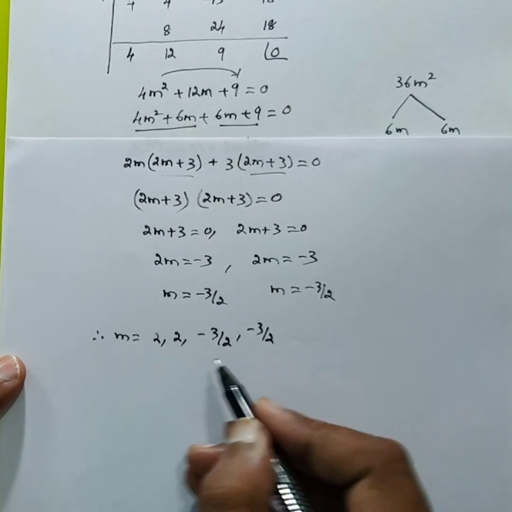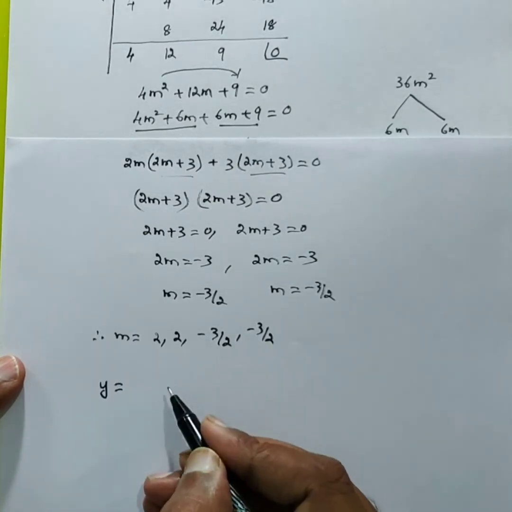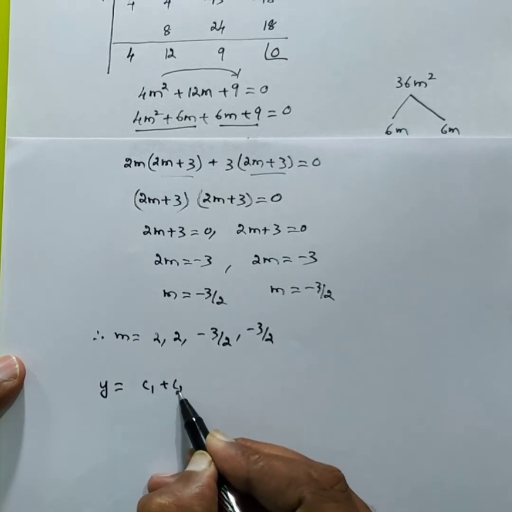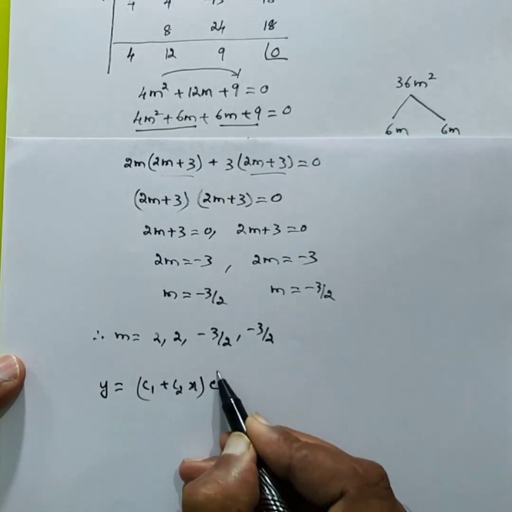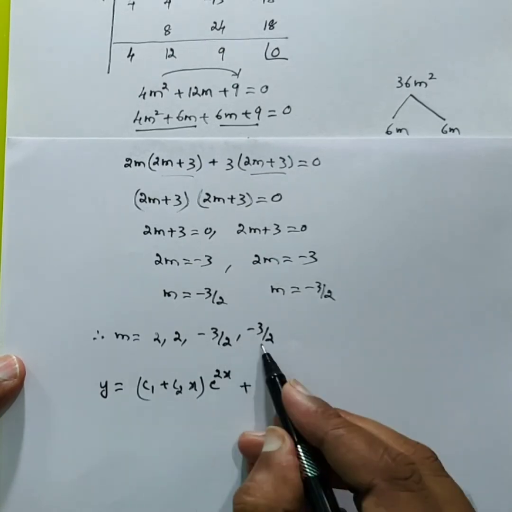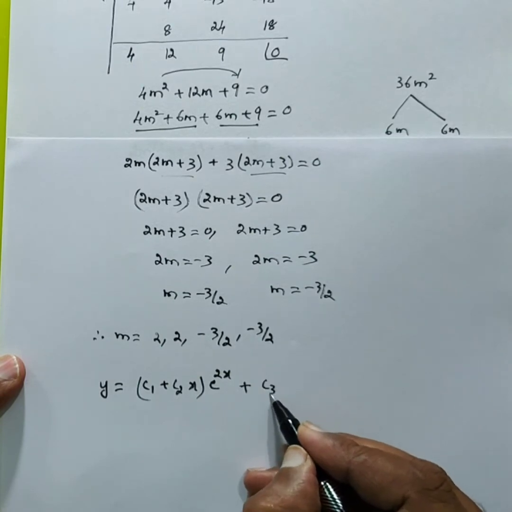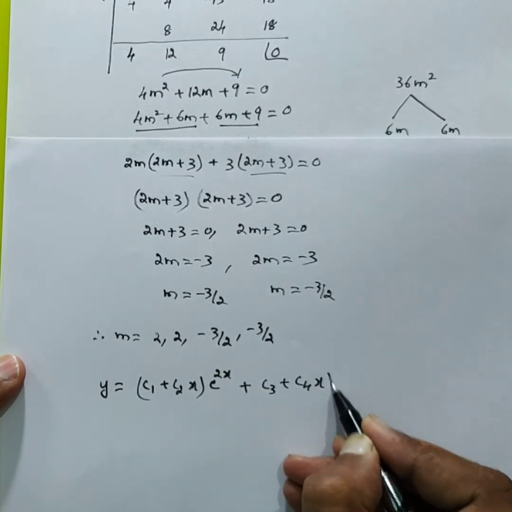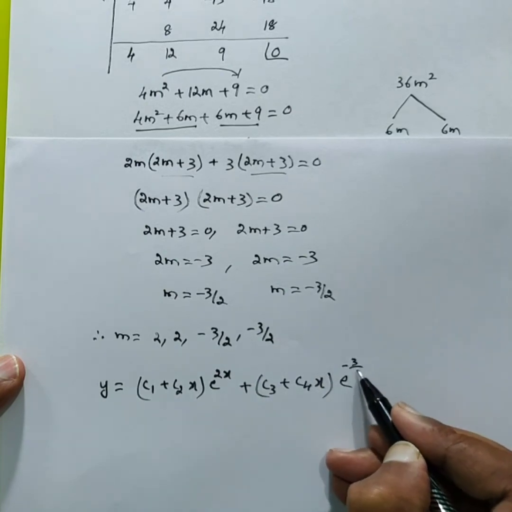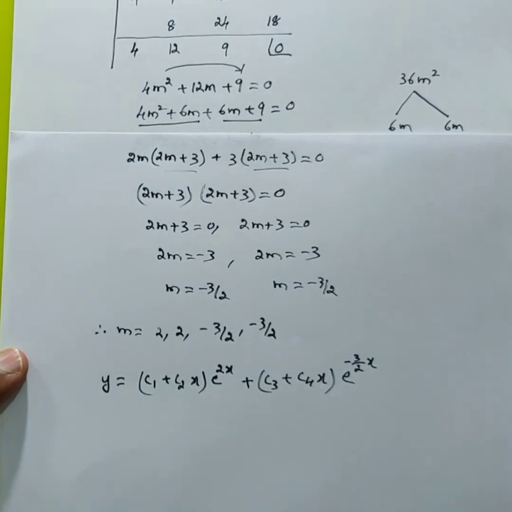So your complementary function itself will be the solution. So since the roots are repeated, you are going to write (c1 plus c2 x) e power 2x. Next, these two roots are repeated, therefore I will be writing (c3 plus c4 x) into e power minus 3 by 2 x. So that is the required solution.